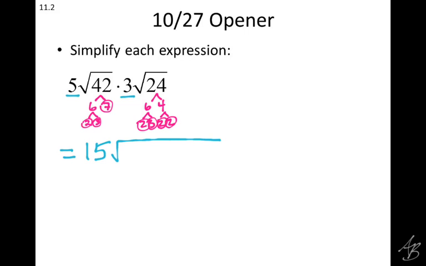So how many 2's do we have? Okay. And then how many 3's? 2.